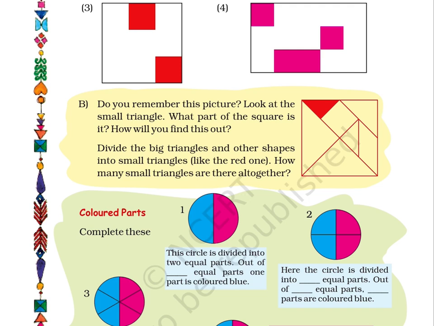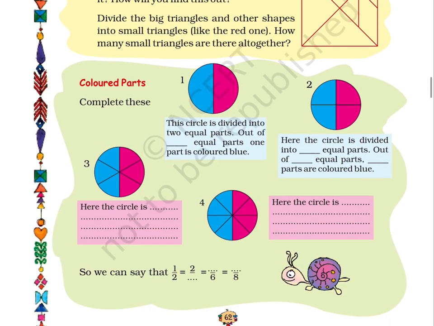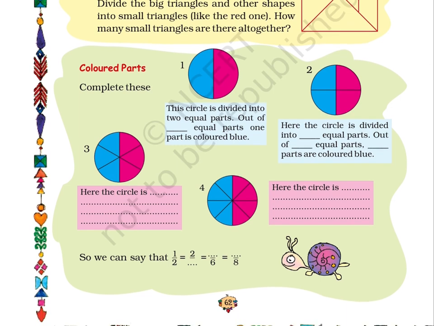Colored parts. Complete these. We see 4 different circles here, each with different shapes and colors drawn inside it with the help of some lines. Below the circles we have the text written. 1. This circle is divided into 2 equal parts. Out of blank equal parts, 1 part is colored blue. 2. Here the circle is divided into blank equal parts. Out of blank equal parts, blank parts are colored blue.